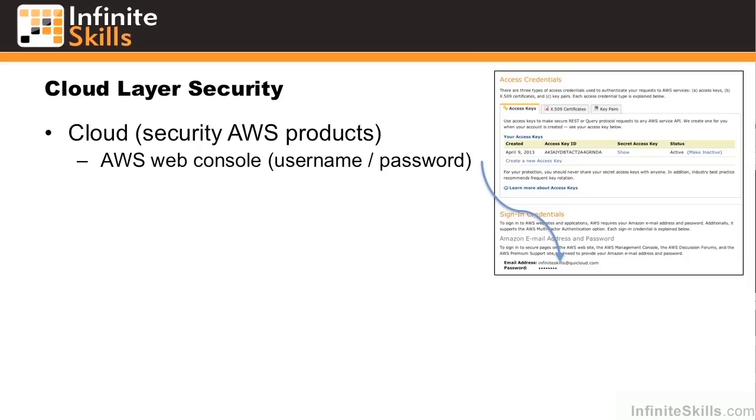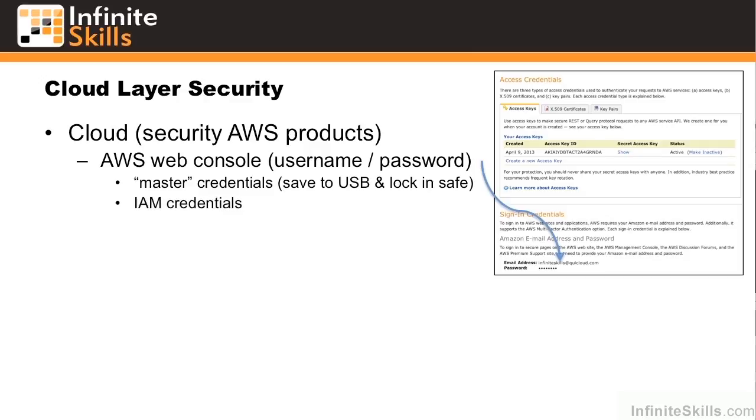You have the access to the AWS web console, where you can control a limited number of the products. Access to this web console is controlled with a username and password, which you see here. Remember, we can have master accounts or IAM credentials. The master accounts are literally the keys to the kingdom. This is the account that you created when you first signed up with AWS. It has access to everything.